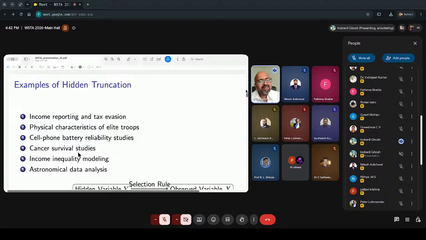I must say I haven't got a nice example on astronomical data to provide, but I'm sure there are certain examples, and if you are adventurous, you can try writing in ChatGPT, "Okay, tell me the hidden truncation scenario in astronomical data analysis." I haven't done that.